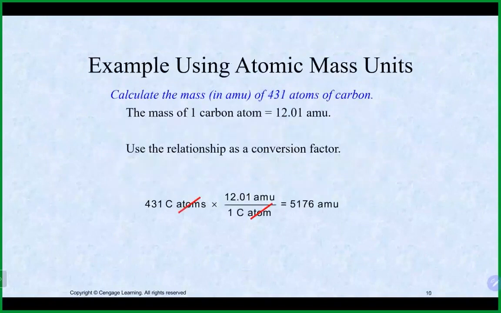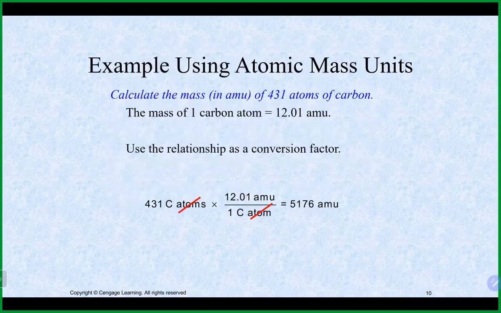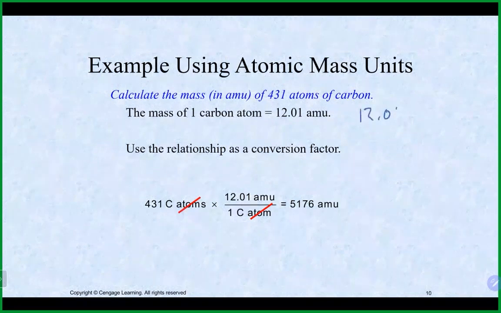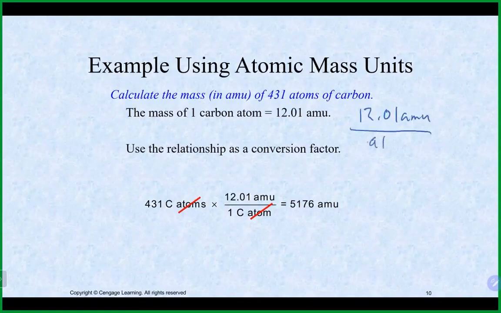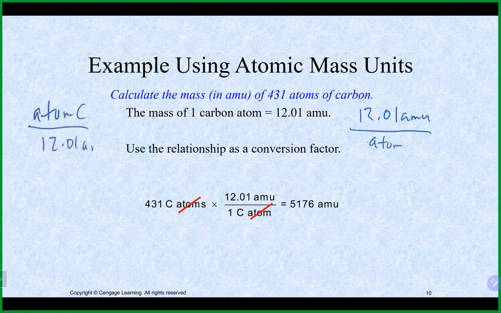All right, so we talked about that. We can use atomic masses in AMU as conversion factors. As I said, we probably won't do a lot of this, and you really don't do a lot of it in chemistry using the AMU version. But if we were going to figure out the mass in AMU of 431 atoms of carbon, we would use our atomic mass from the periodic table as a conversion factor. So we could say there are 12.01 AMUs in an atom of carbon, or in an atom of carbon, there are 12.01 AMU.